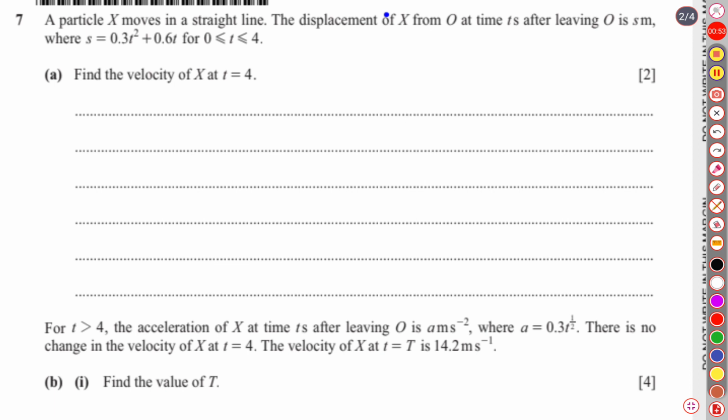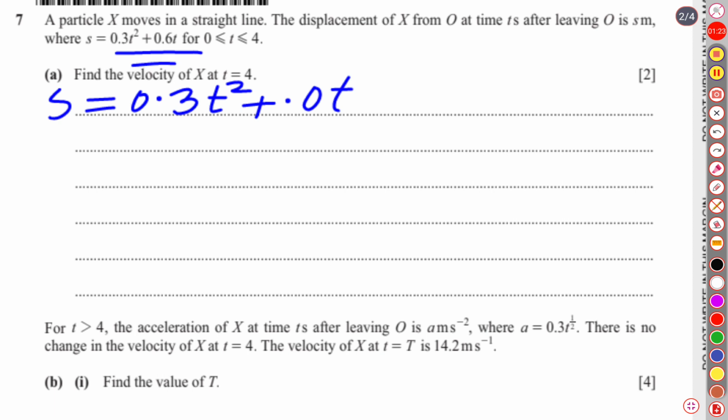So already we have understood that this question belongs to kinematics, and for kinematics they have already given the expression of s. So we can write s is equal to 0.3t squared plus 0.6t. They have told us to find the velocity, and for velocity, the derivative of displacement is velocity. So let us find the derivative of s.